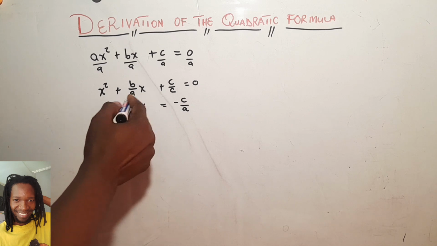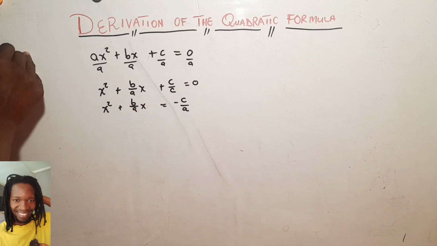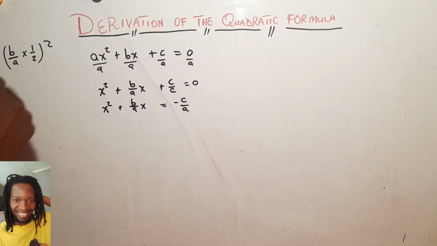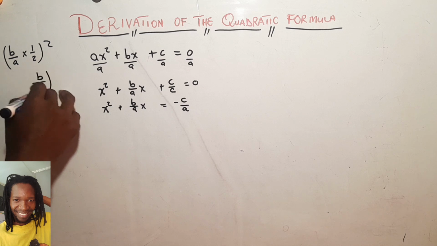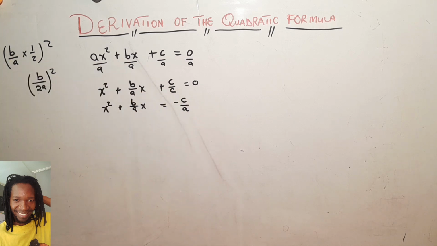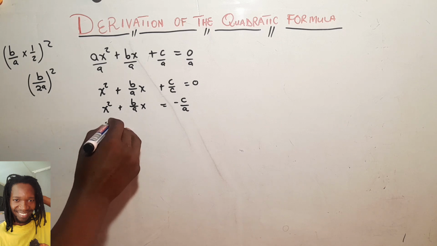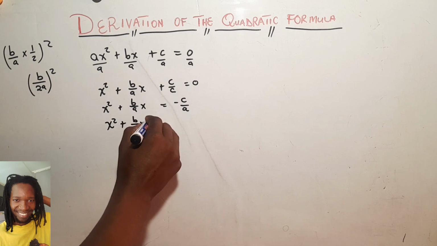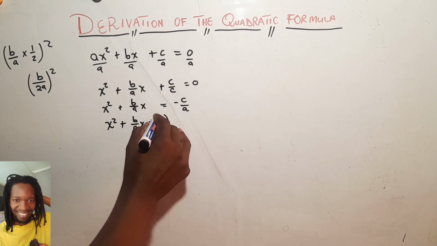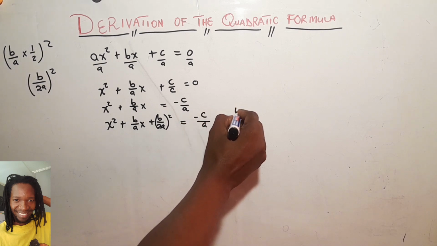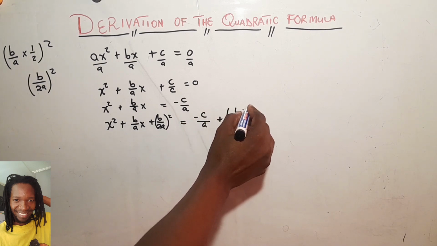So now we take the value of b. The value of b is b over a. And what you do, you multiply it by half and then you square it. So this will give us b over 2a and then squared. Since we are having this side of the equation and that side of the equation, we can add to both sides of the equation. So this becomes x squared plus b over a x plus b over 2a squared being equals to negative c over a plus b over 2a squared.